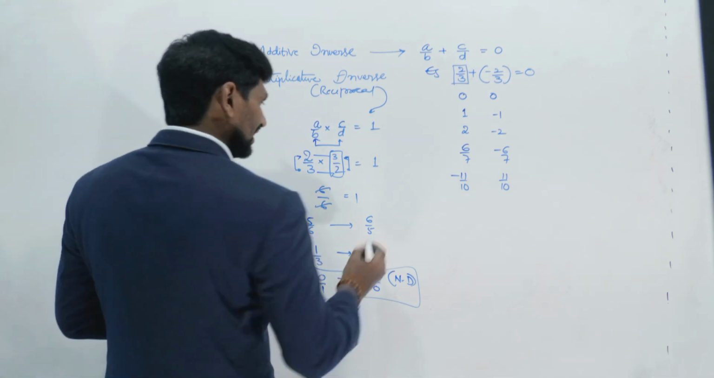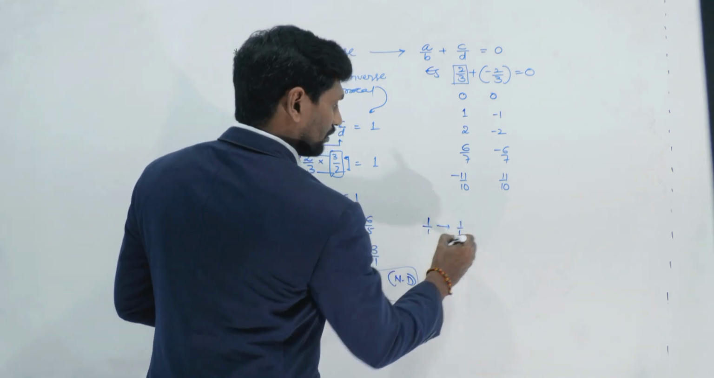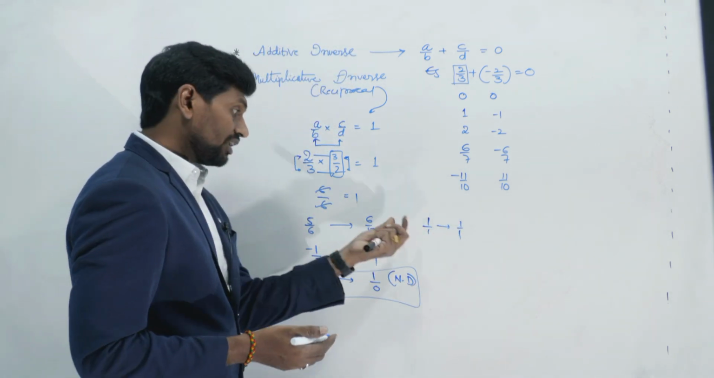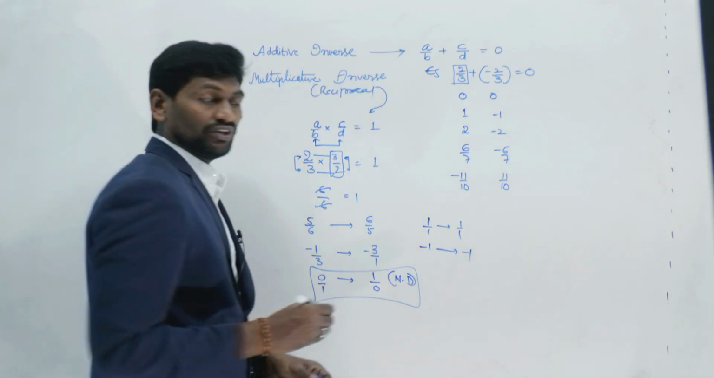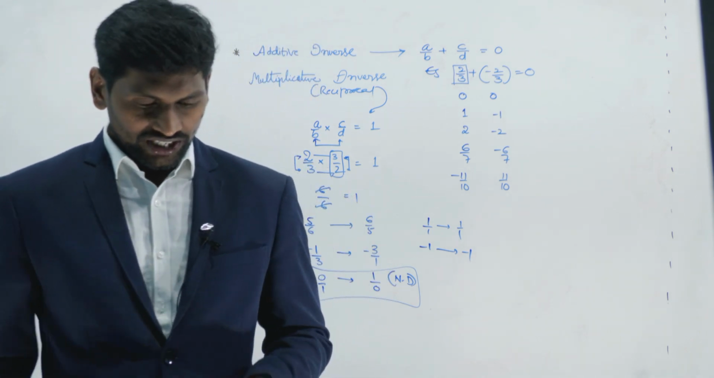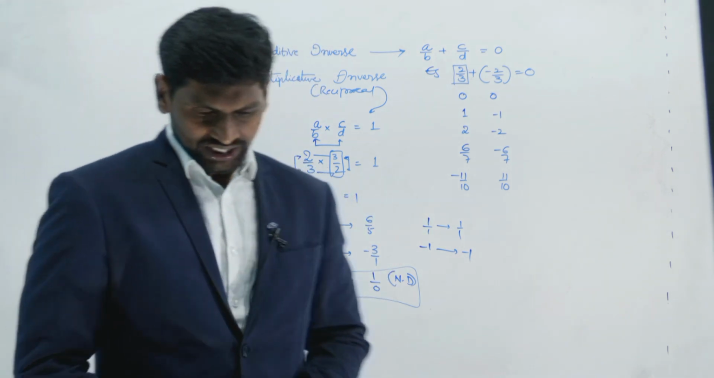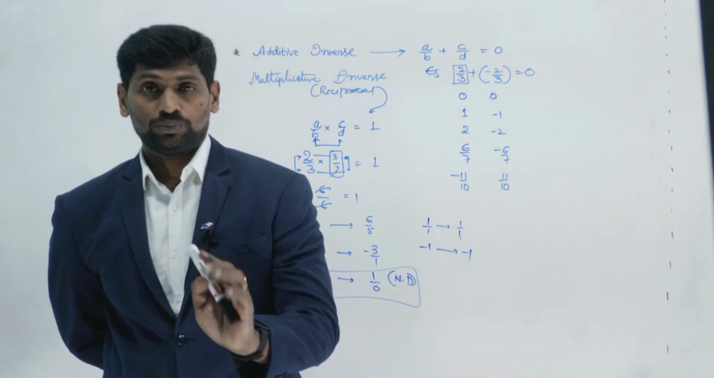Let us take 1. What is the reciprocal of 1? 1 means 1 by 1. Its reciprocal is also 1 by 1, itself. The reciprocal of 1 is itself. The reciprocal of minus 1 is itself. The reciprocal of 0 is not defined. So according to this, our solution is that the rational number that does not have any reciprocal is 0.